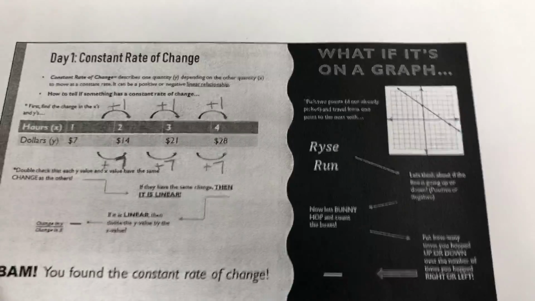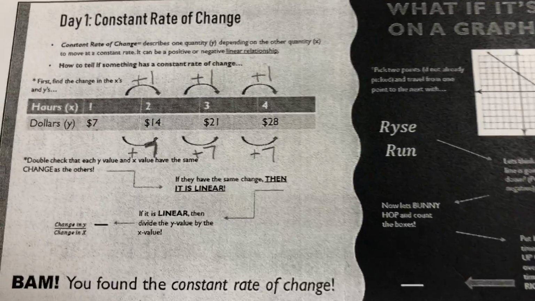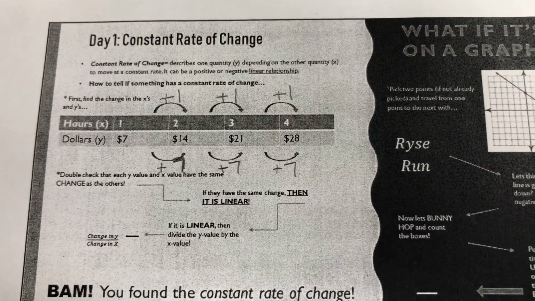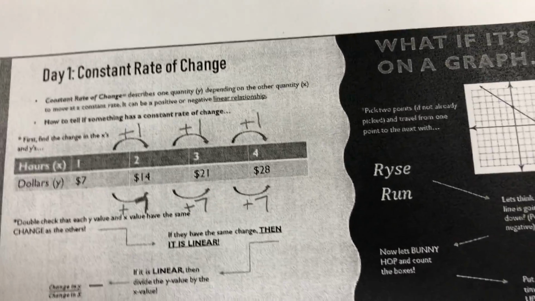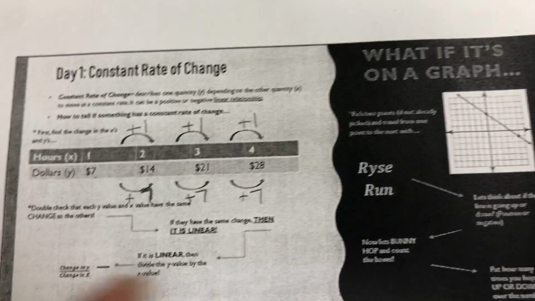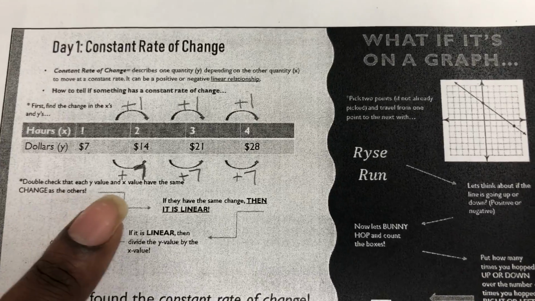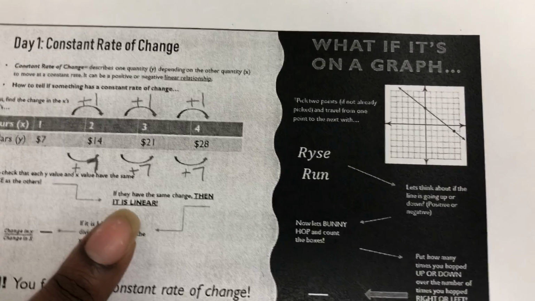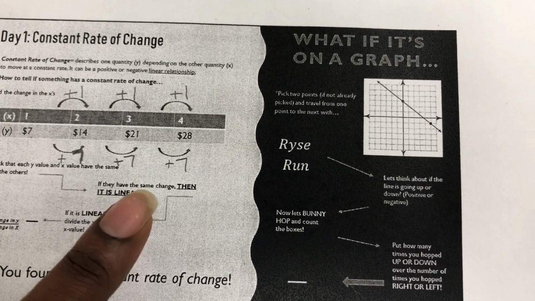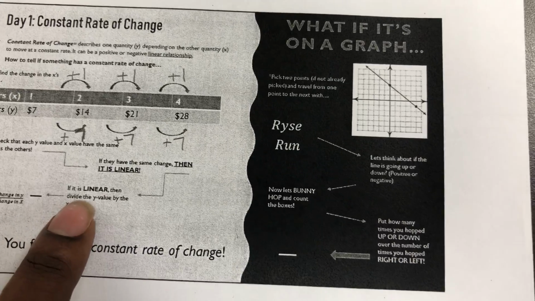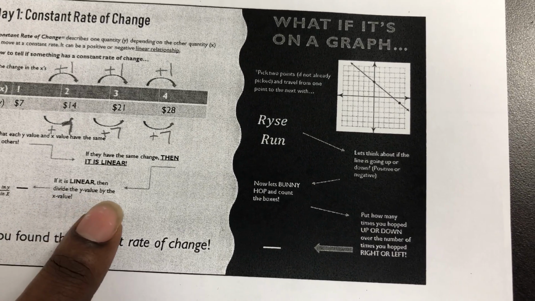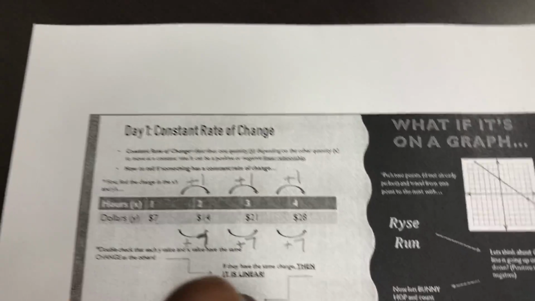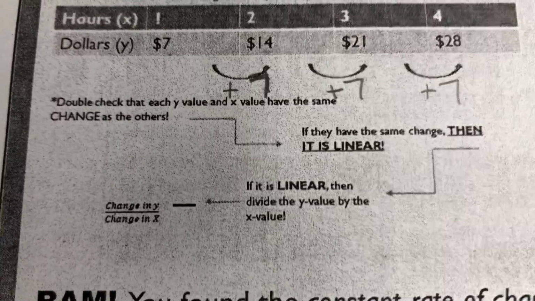But anyway, I feel like I'm going ahead a little bit. I don't want to confuse y'all, because this can be really easy, but it can also be confusing. Once you figure out what they're going by, it says double check that each y and x value have the same change as the others. If they have the same change, then it is linear. And if it is linear, then divide the y value by the x value. So this says change in y over change in x right here.